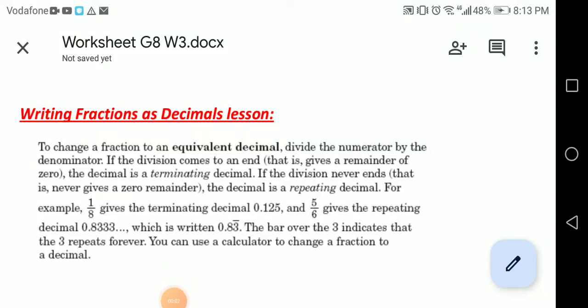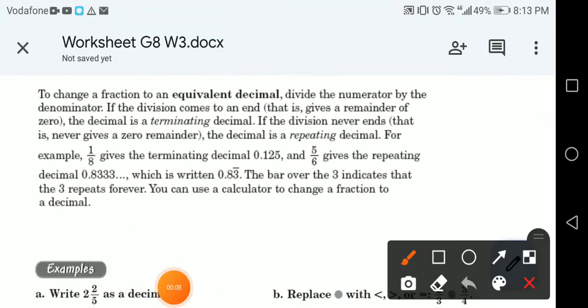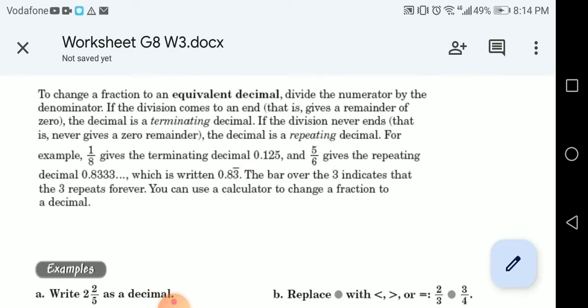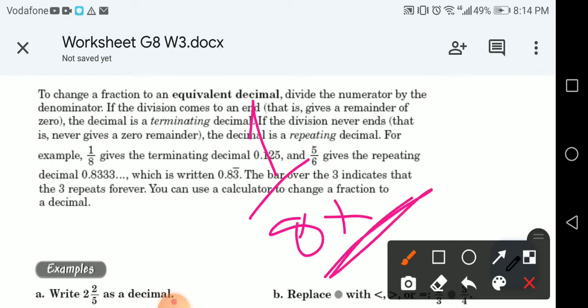Today we're going to have the lessons of week 3, writing fractions as decimals. I want to write fractions as equivalent decimals. So if I have 1/8, an eighth, I want to get this eighth into a decimal. So what should I do? I want to make this a multiple of 10, so I will multiply it by what?